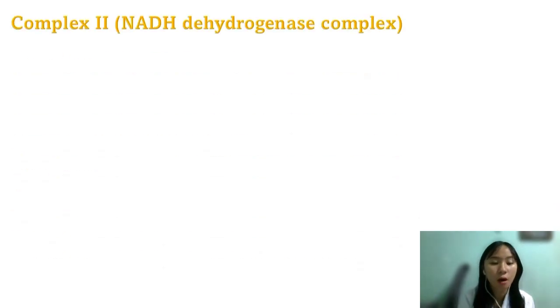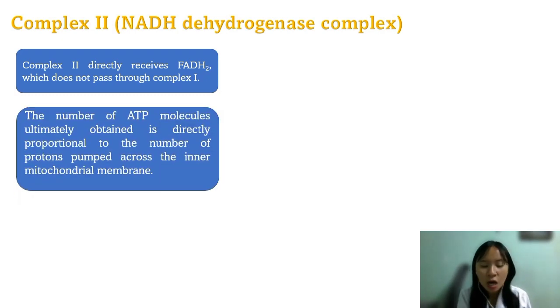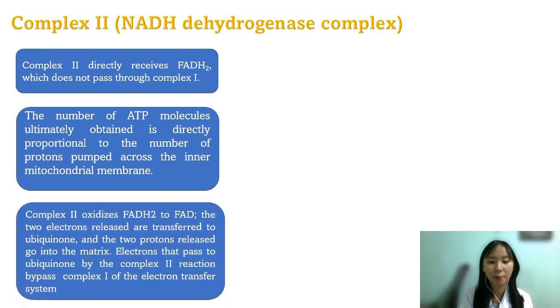So, next is complex 2, which is called the succinate dehydrogenase complex. Complex 2 receives FADH2, which does not pass through complex 1. The number of ATP molecules ultimately obtained is directly proportional to the number of protons pumped across the inner mitochondrial membrane. Complex 2 oxidizes FADH2 to FAD.